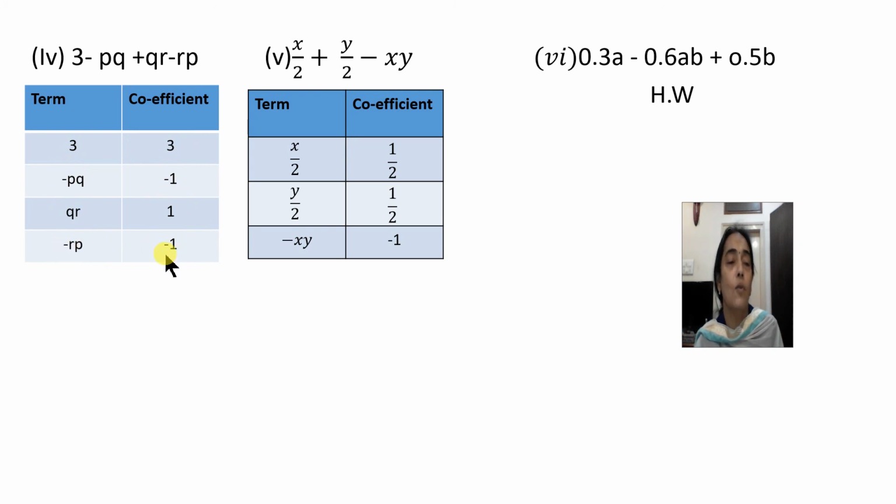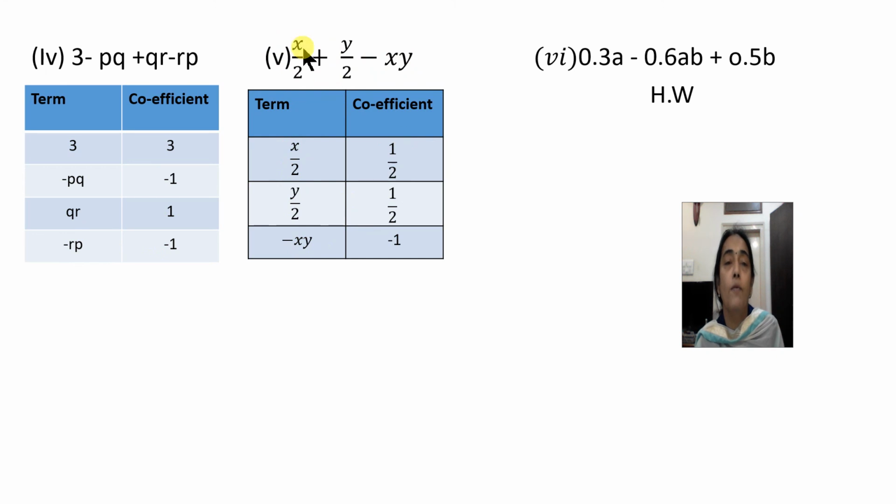So minus 1. X upon 2 plus y upon 2 minus xy. Now here the number in front of x is 1 upon 2. 1 upon 2 into x is x upon 2. So first you write down the terms x upon 2, y upon 2 and minus xy. So the coefficient is 1 upon 2.